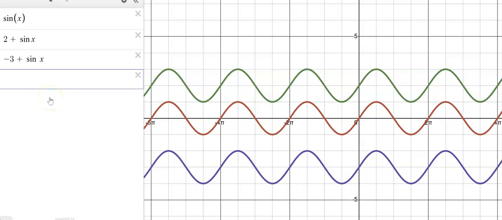So D is just a vertical shift up or down. It's no stretch, it's no shrink, just vertically up or down. If it's positive, the midline goes up. If it's negative, the midline of the whole thing goes down. It does not change amplitude or period.